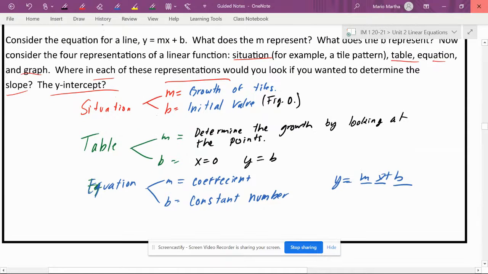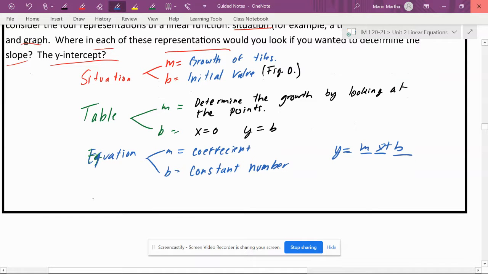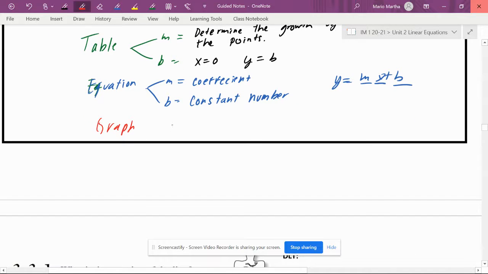And then finally, we're going to talk about a graph. To find m or b on a graph, you just have to look at where it crosses the y-axis. So that's our y-intercept. And then our slope is our change in y over our change in x. And again, you just have to pick two points that are easy to choose. They just have to cross the grid.